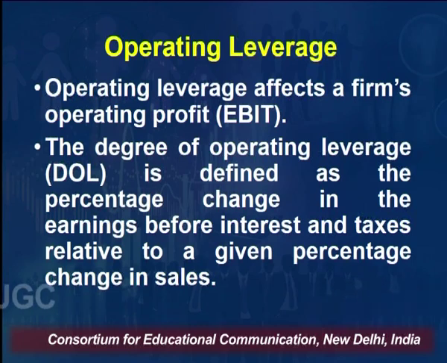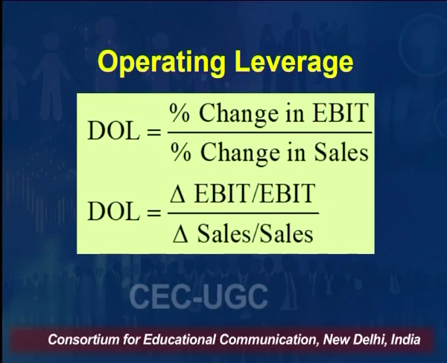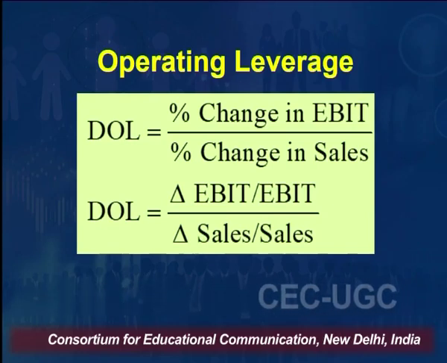The degree of operating leverage is defined as the percentage change in earnings before interest and tax in relation to, or relative to, a given percentage change in sales. If I want to represent this operating leverage in terms of a formula, the formula would look like this. The degree of operating leverage is equal to percentage change in EBIT divided by percentage change in sales.